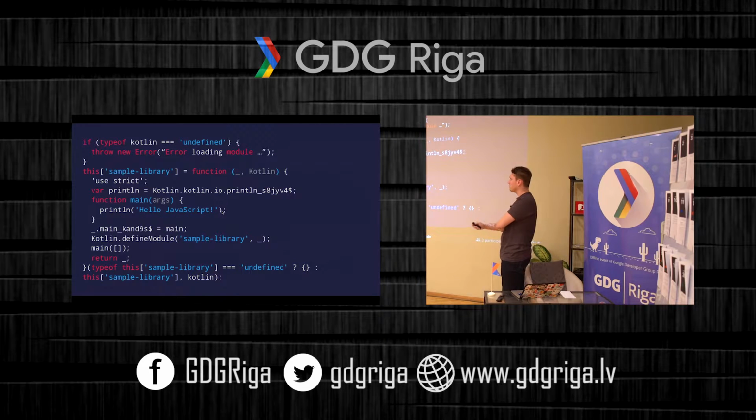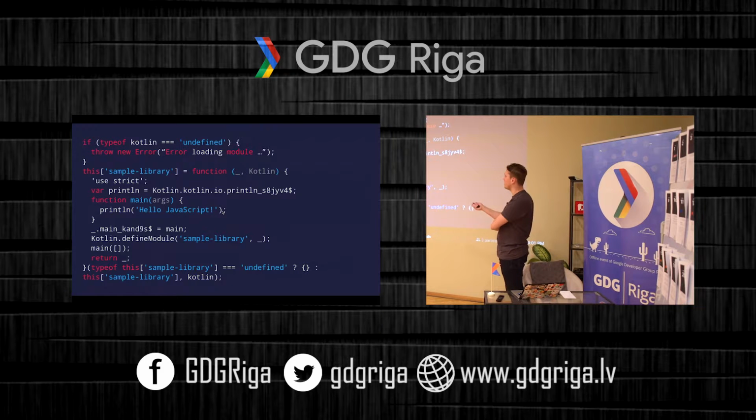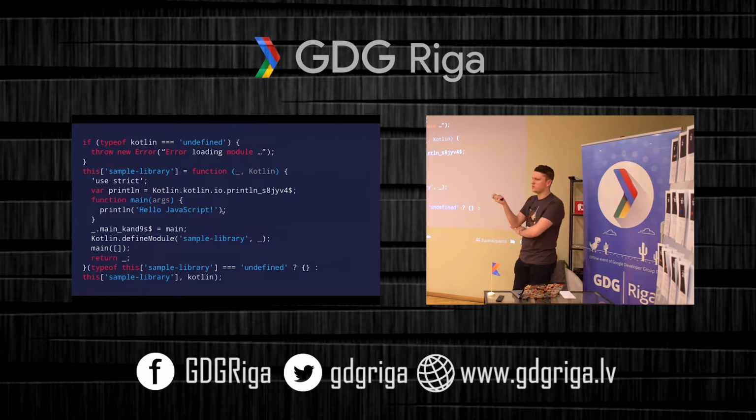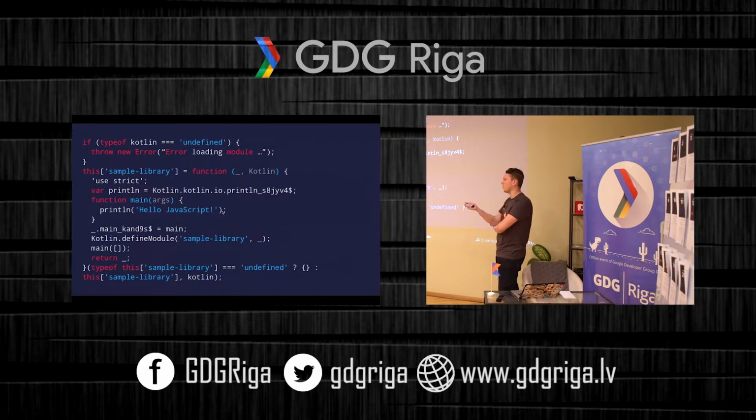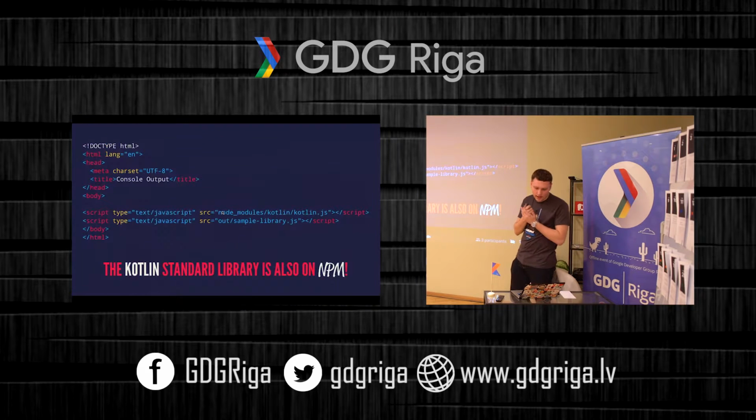When you have it, this is the next step. It creates a sample library object, a function, and inside it, it creates those methods like function main, and defines a module. Kotlin JavaScript can support three types of modules, CommonJS and something else. But if you're not using modules, or you don't know about modules but you're using them, it's okay, you won't have to deal with them. So right now the important part is that we actually have JavaScript code. Now let's see how we can use it.